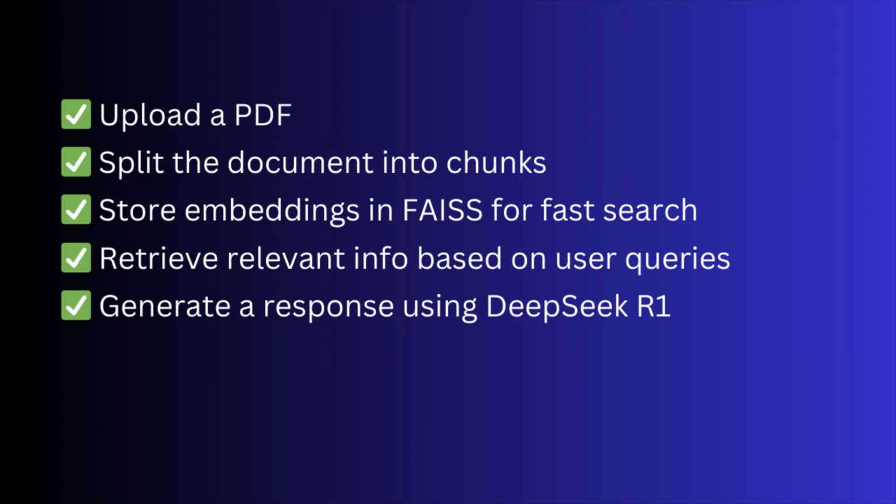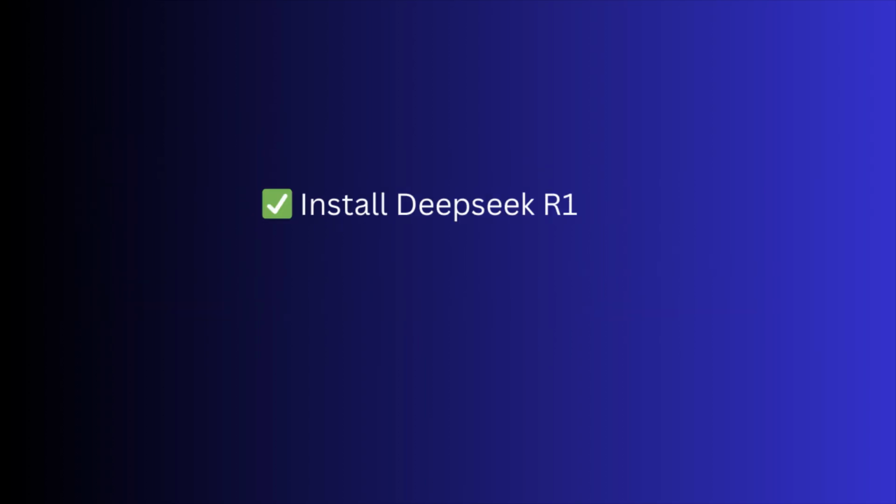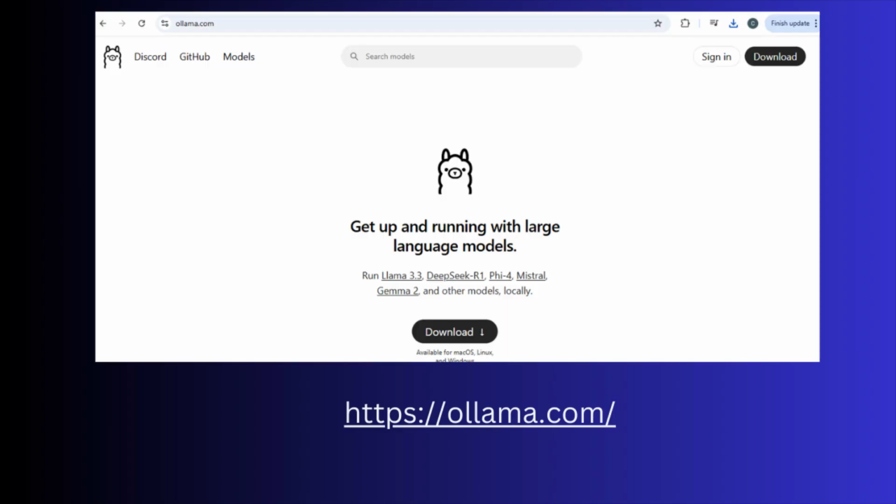Now we can set up the chatbot. First of all, we need to install DeepSeek R1 model in our local machine. To run DeepSeek R1 model on your local machine, we need a platform to run this model. For that, we need to install a platform called Ollama. First, download and install Ollama from the official website.